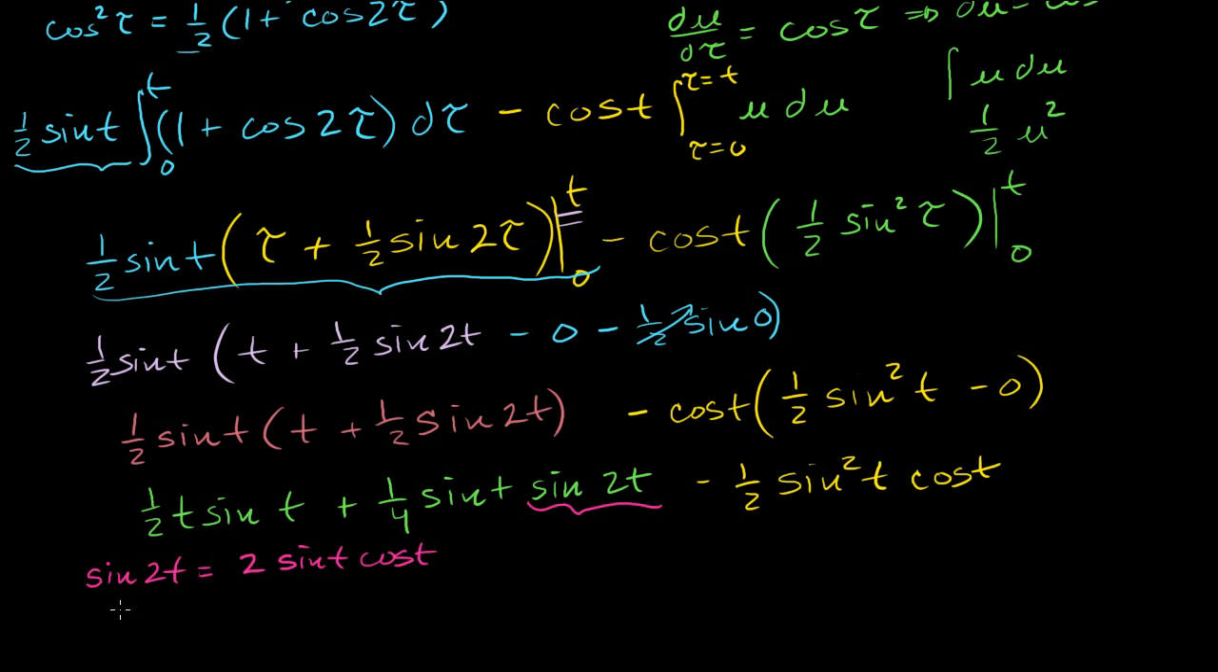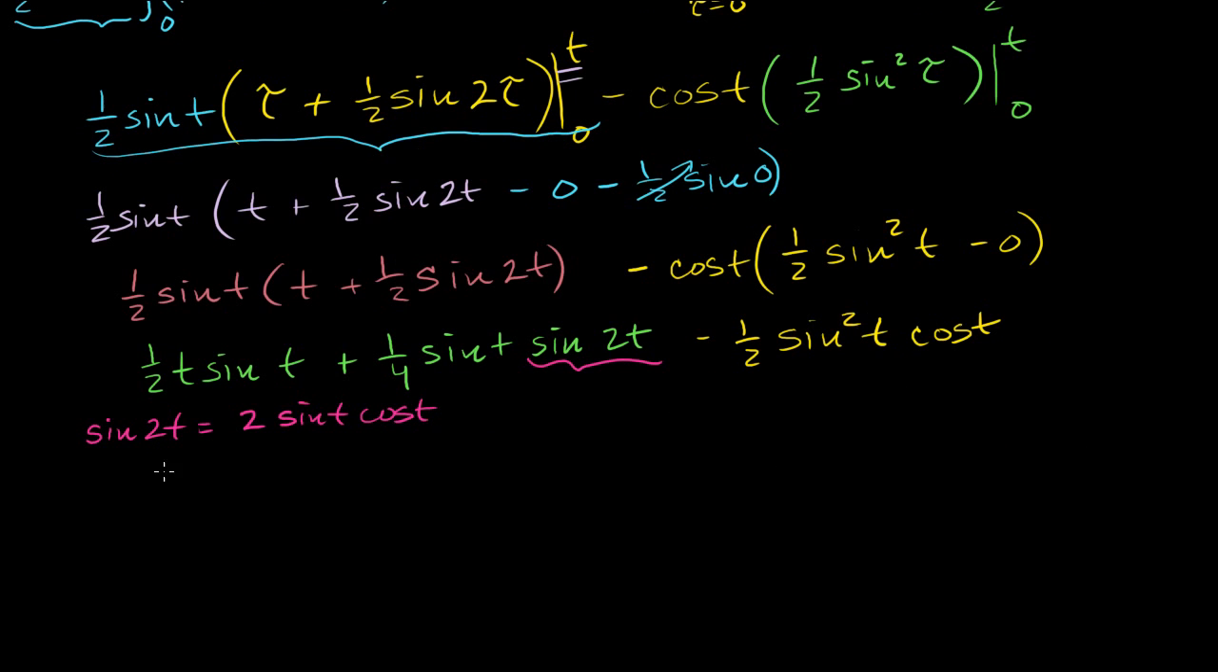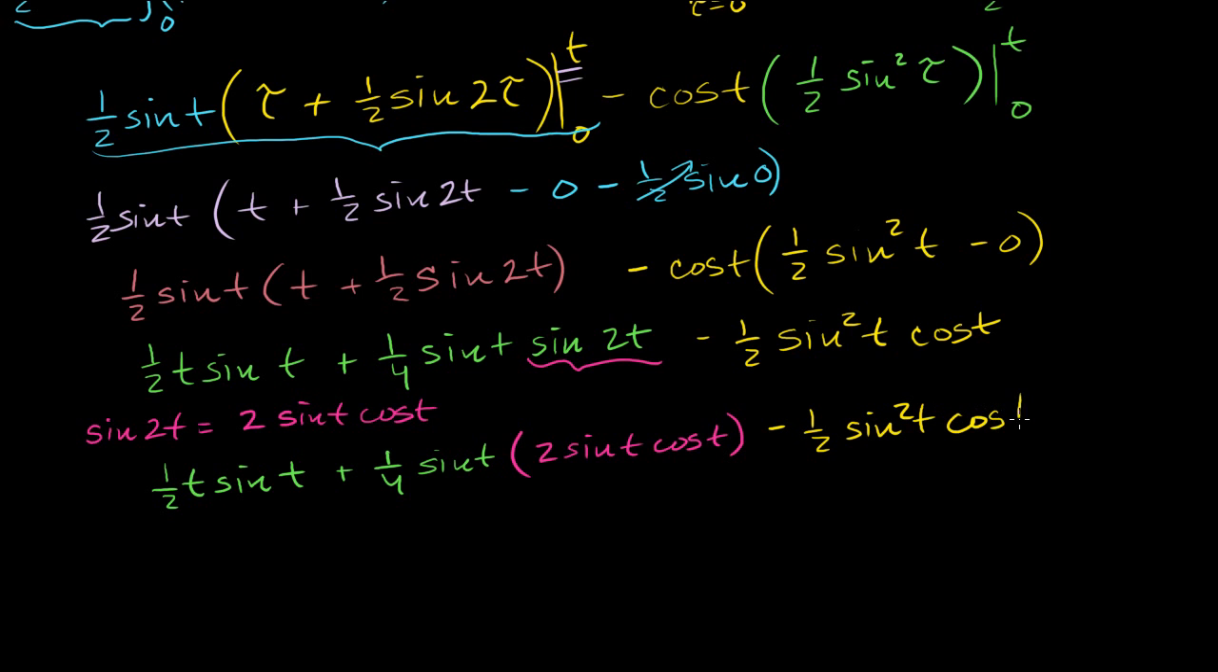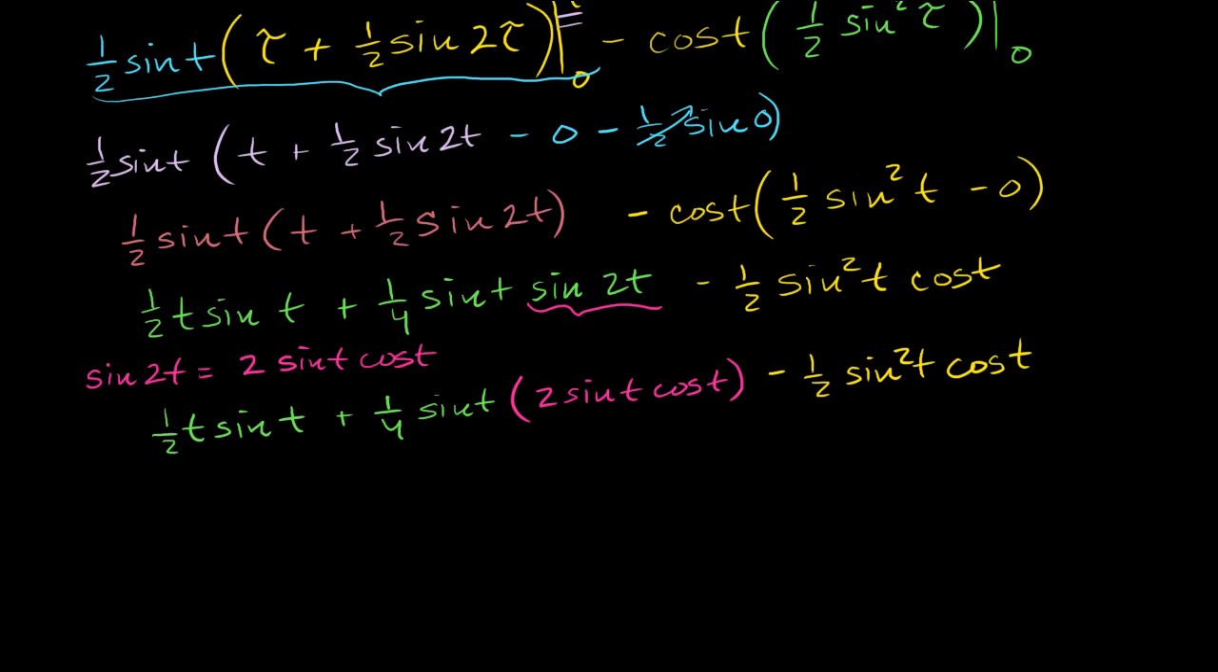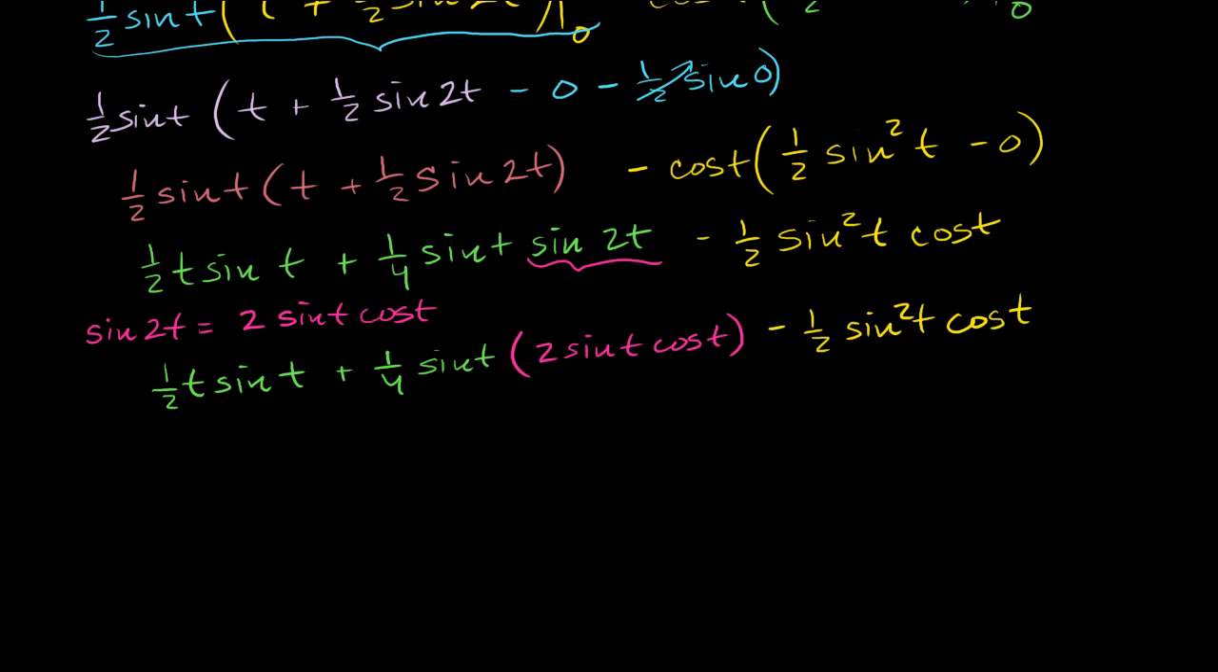You get this first term. Let me scroll down a little bit. You get 1/2 t times the sine of t plus 1/4 sine of t times this thing in here, so times 2 sine of t cosine of t. Just a trig identity. Nothing more than that. And then finally, I have this minus 1/2 sine squared t cosine of t. No one ever said this was going to be easy, but hopefully it's instructive on some level. At least it shows you that you didn't memorize your trig identities for nothing.